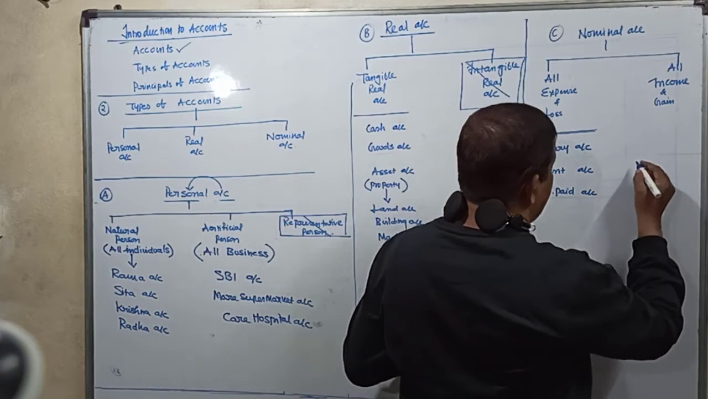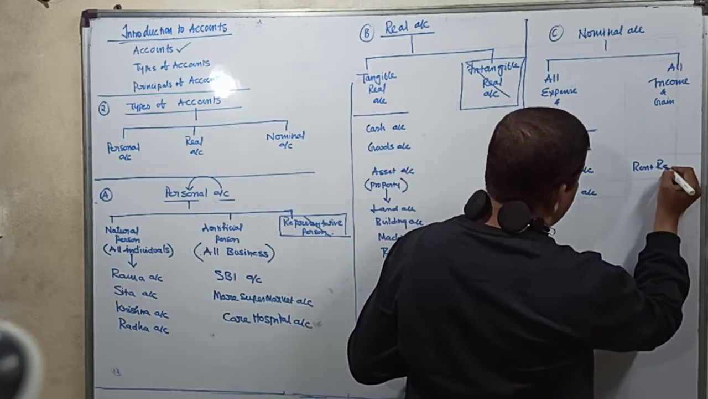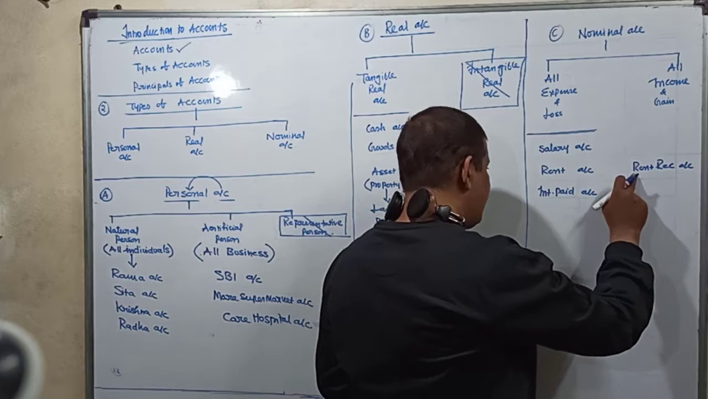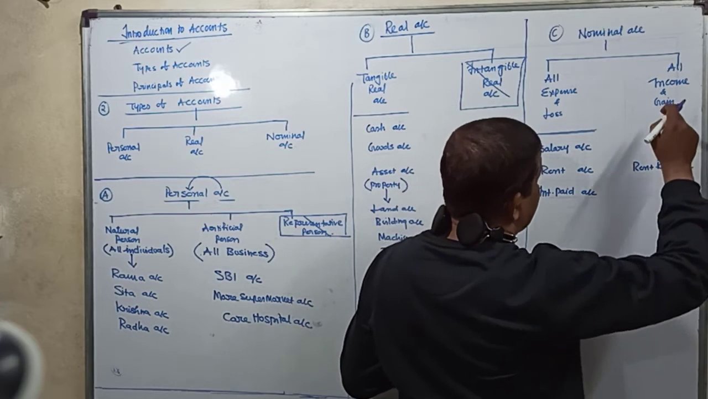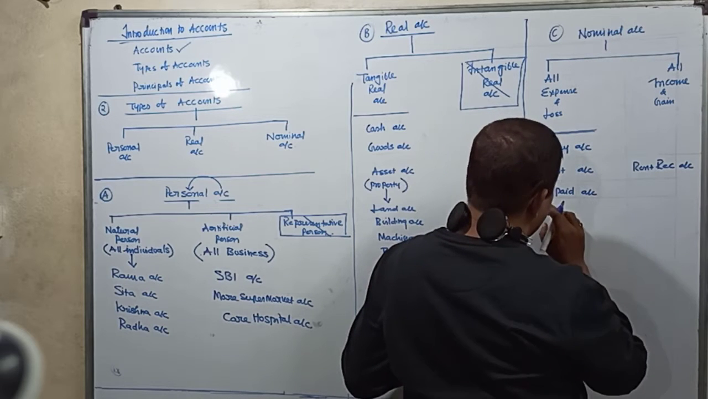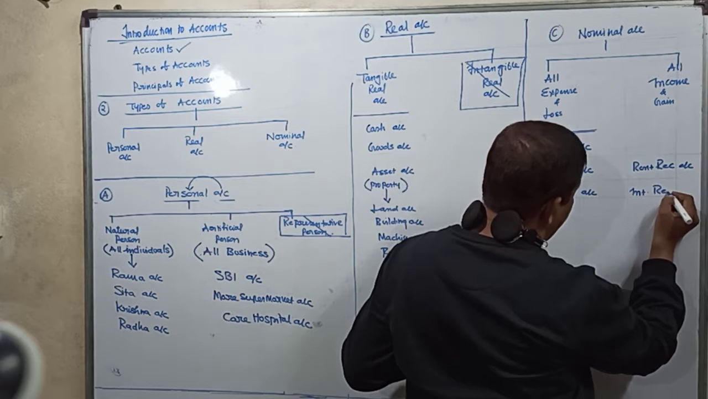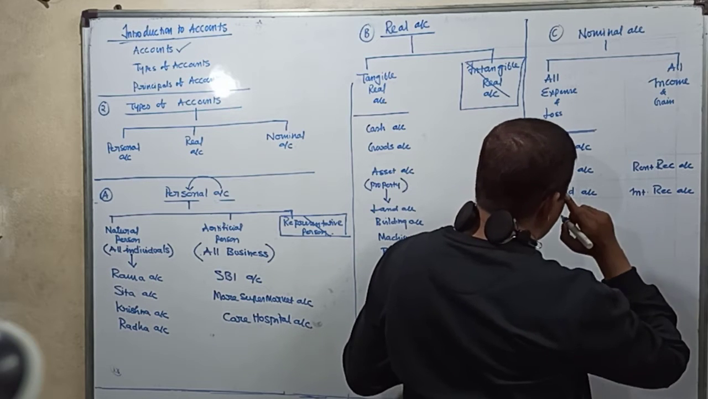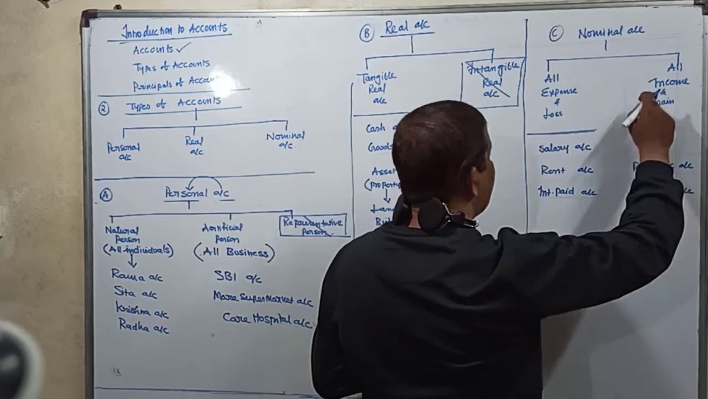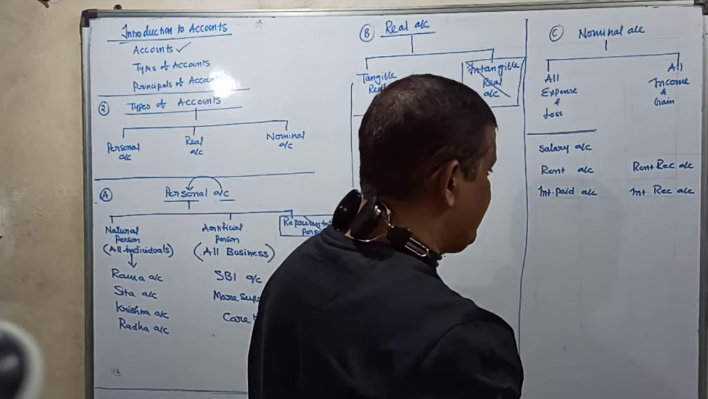Okay, now we'll go to income. So here we have rent. Suppose it is rent received account. So this account is representing rent received. Rent received is an income. Therefore, rent received account is a nominal account. Then we have here interest received account. So this account is representing interest received. Interest received is an income. Therefore, interest received account is a nominal account.